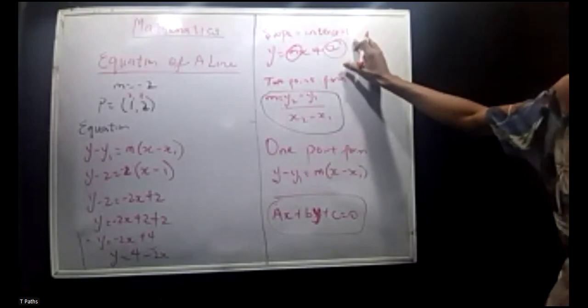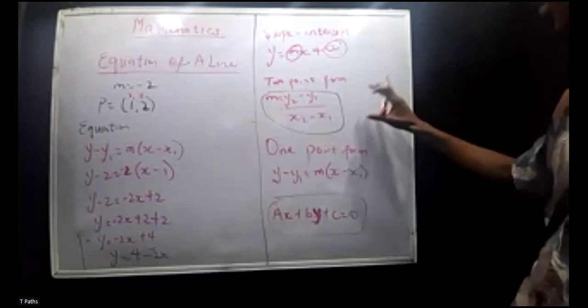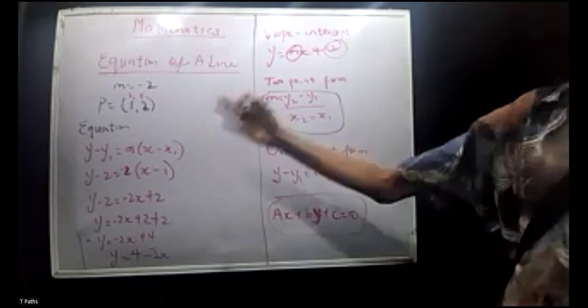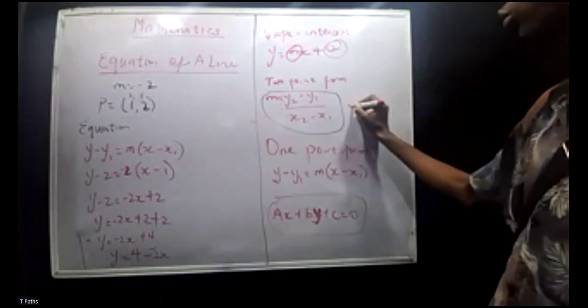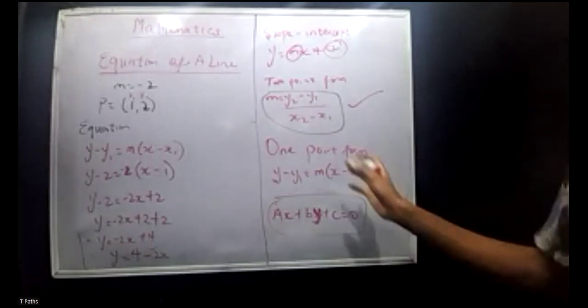You pick the correct form for each of the questions. So what you need to do is recognize the particular form that works for the question. Once you can recognize that, then you can start solving. So in the first question, we had to use the 2 point form, and in this current question, we use the 1 point form to solve for the equation of the line.